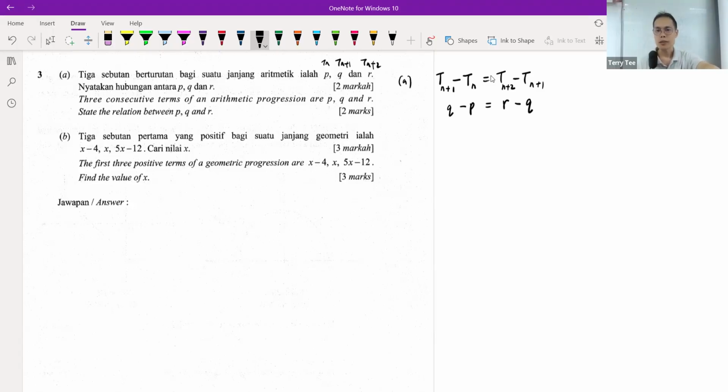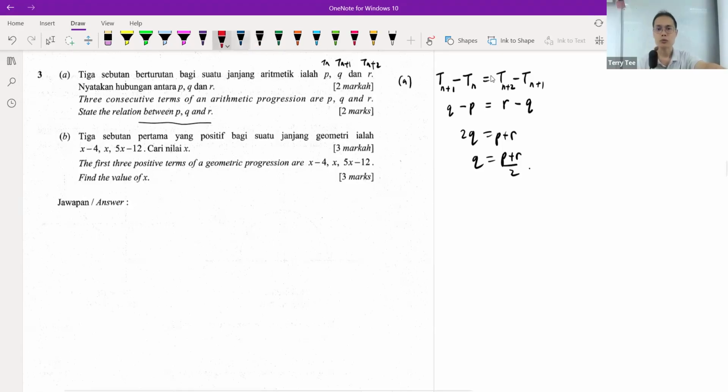So let's make Q the subject, bring the Q together. 2Q equals P plus R. Q is therefore P plus R divided by 2. Now, it doesn't matter. The question says state the relation. They didn't say that you have to make Q the subject, or make P the subject.